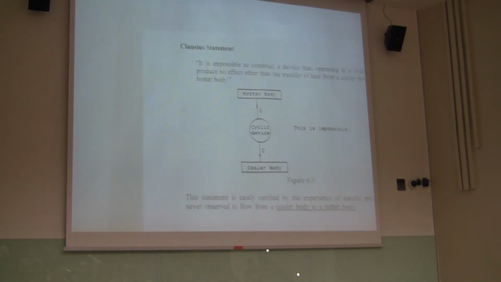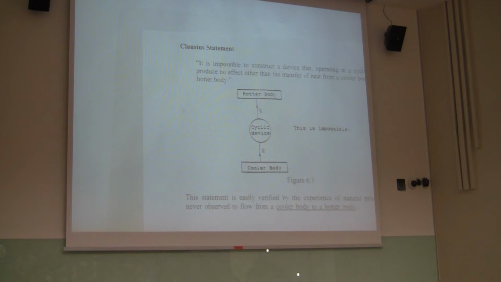The Clausius statement: it is impossible to construct a device that, operating in a cycle, produces no effect other than the transfer of heat from a cooler body to a hotter body. So in a situation like that, you want heat to flow from a cooler body to a hotter body by making a device work like that. This is impossible.